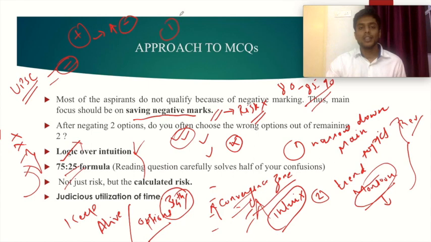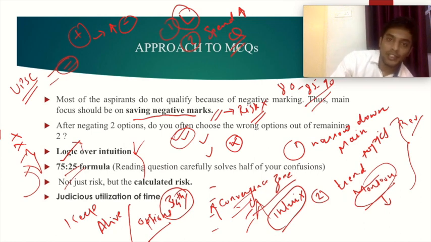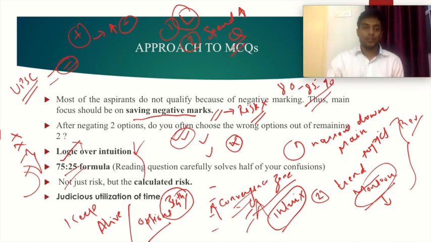First rule says use your logic, and second says spend more time on the question. Yes, I would be explaining this with the help of previous year questions themselves. Now about these two points, you have to take calculated risk, and not just the risk. That means if I don't know anything, still I am just guessing it. So you cannot expect that UPSC will give you marks in all the cases. Then judicious utilization of time.